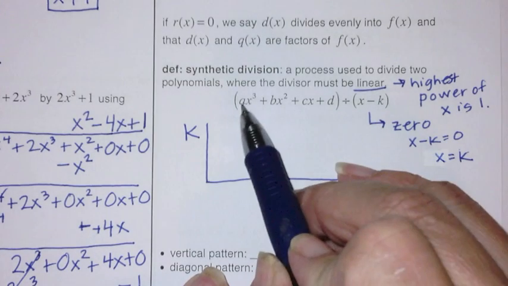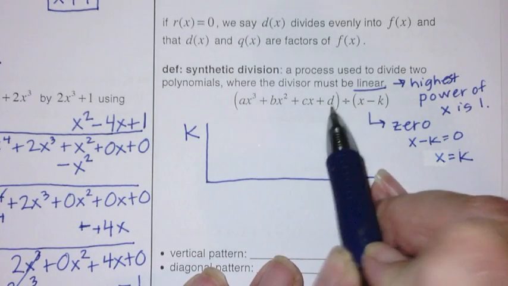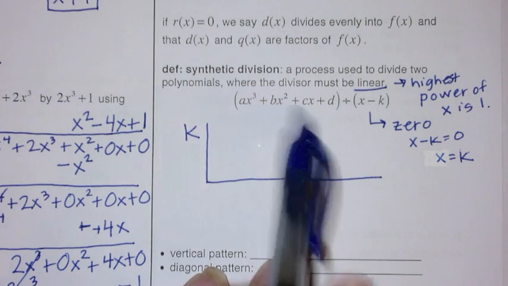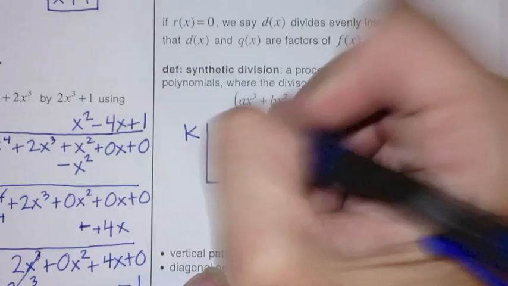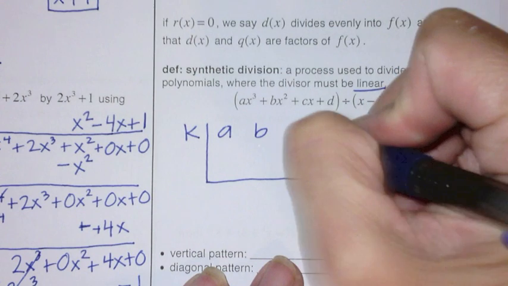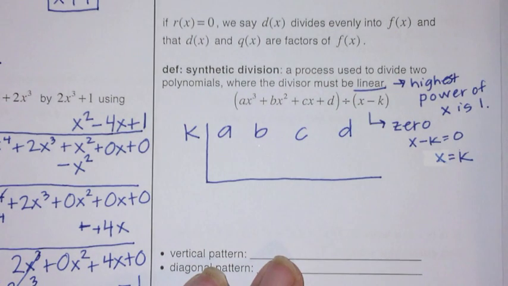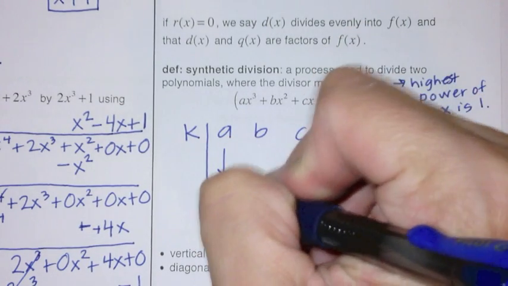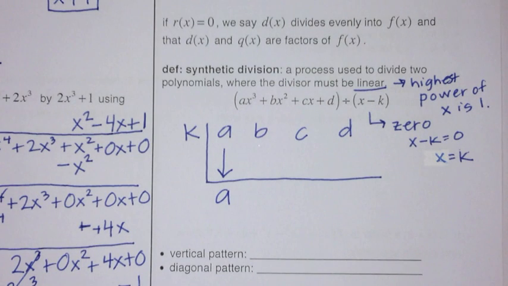And then you need to take your coefficients. So it's synthetic division, so it's shorthand. We're not going to use the cubed and the squared and the x. We're just going to take the coefficients. So we have a, b, c, and d. And then what you're going to do is you always bring down that first one. So whatever that number happens to be, you bring it down.